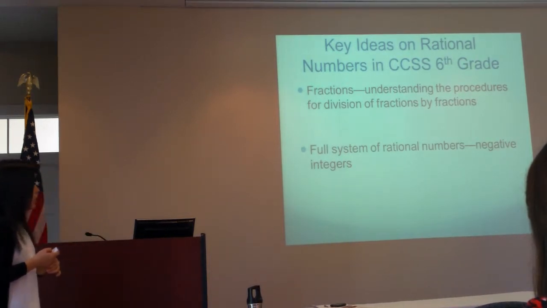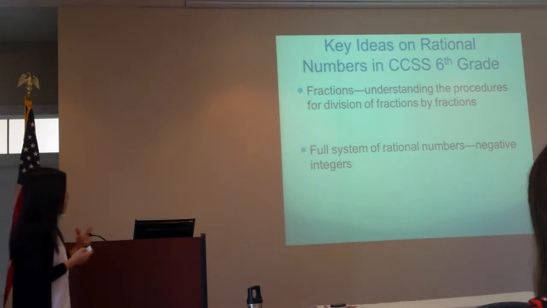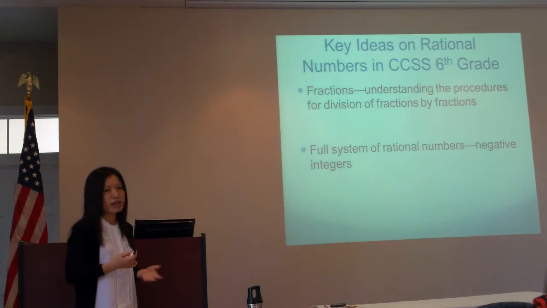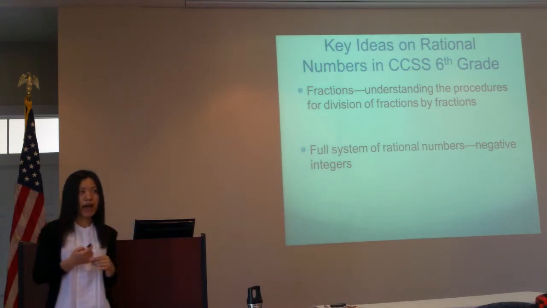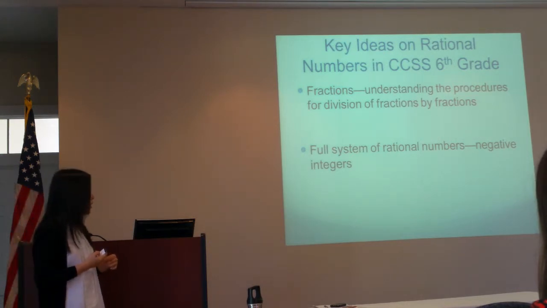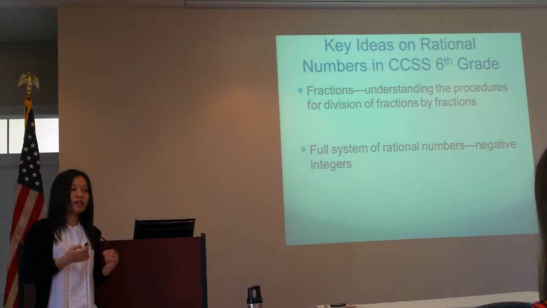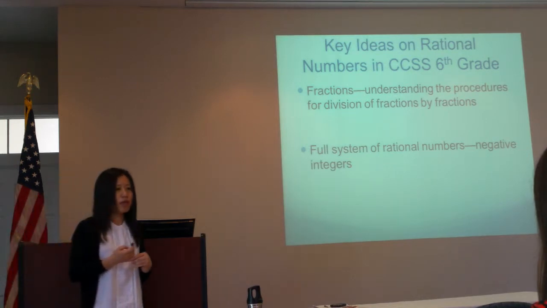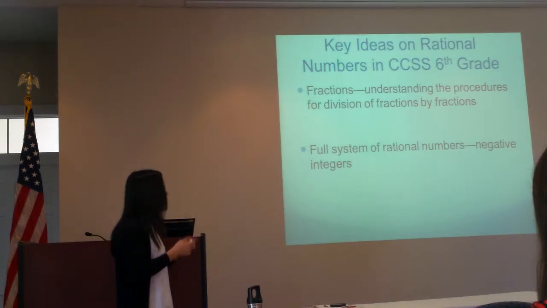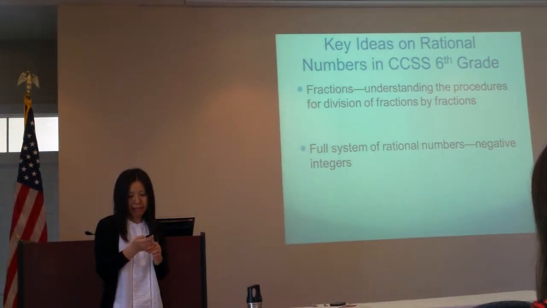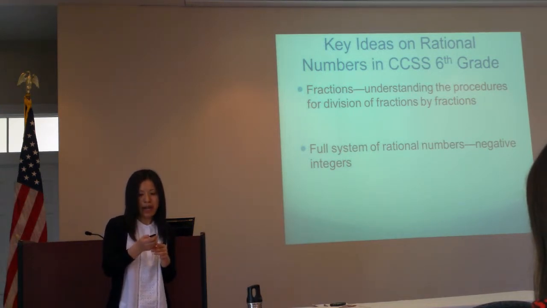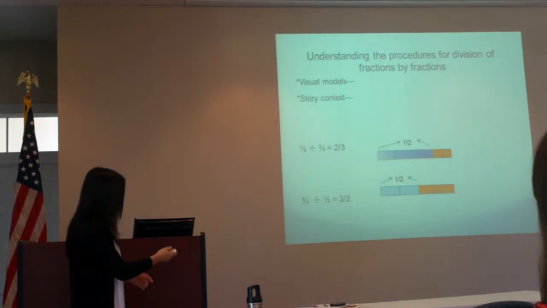For 6th grade, related to rational numbers, I found 2 key ideas. Probably in the previous standards we did not see that emphasized so much. The first is understanding the procedure for division of fraction by fractions. This is a hard topic for middle school students. And the second key idea for 6th grade from Common Core is negative numbers. They emphasize different ways of approaching understanding negative numbers.